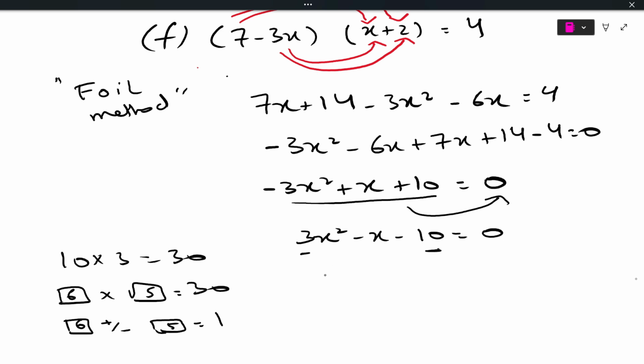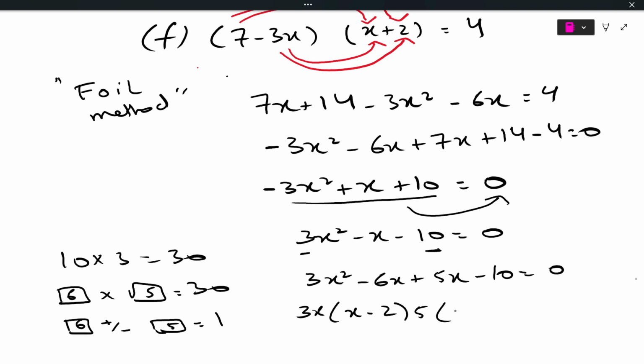So I have my two values now, so I'm going to do the middle term break. 3x square, right, minus 6x plus 5x. So you can see minus plus is minus, 6 minus 5 is 1, and the sign is always of the greater number. Minus 10 is equals to 0, okay? And then obviously now I'm going to take these two common, and then something in these two, right? So first in these two, what can we take common? We can take 3x as common, so we'll be left with x minus 2, correct? And then in these two we can take 5 as common, so we'll be left with x minus 2, and these are equal to 0.